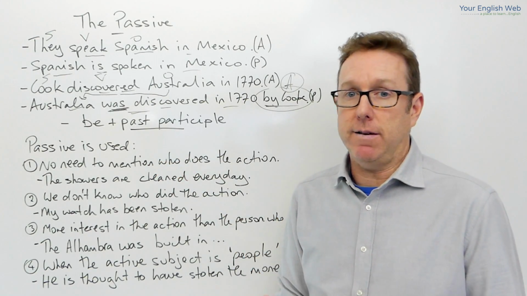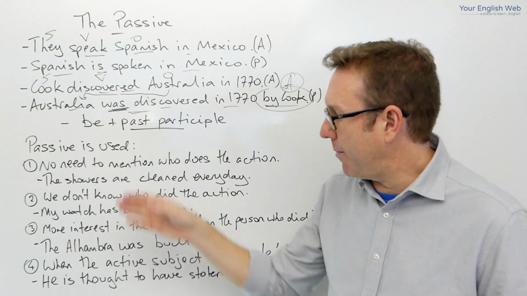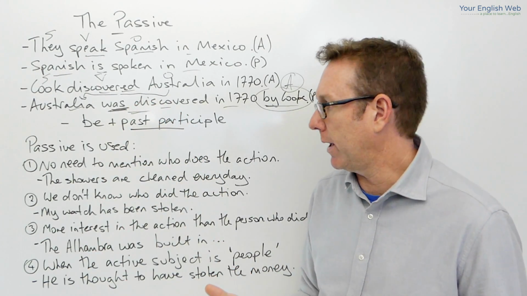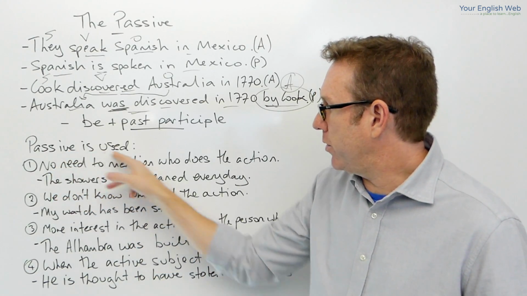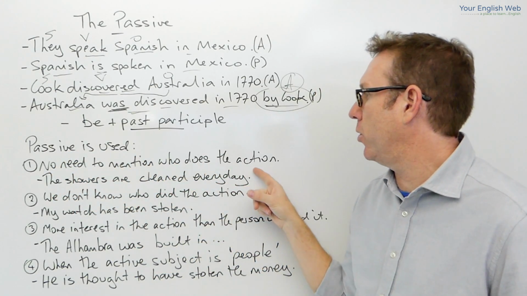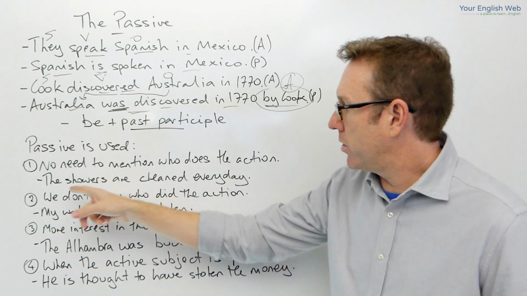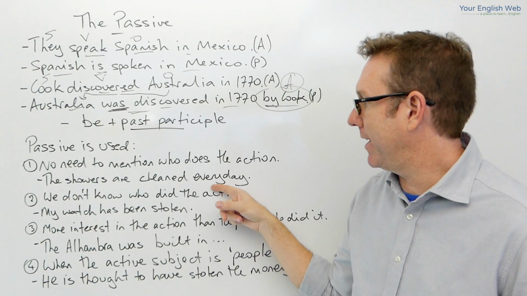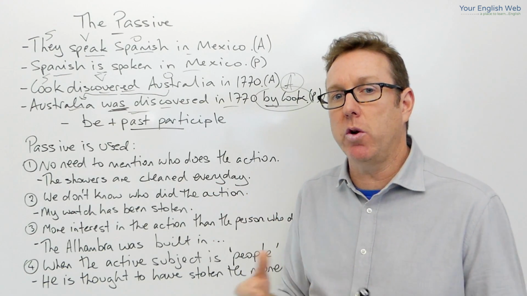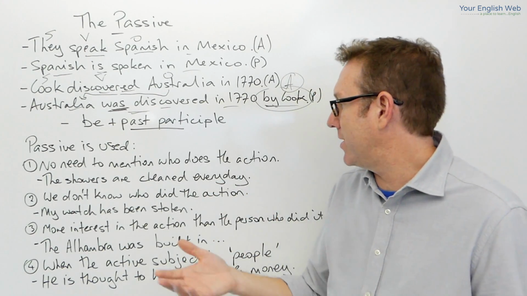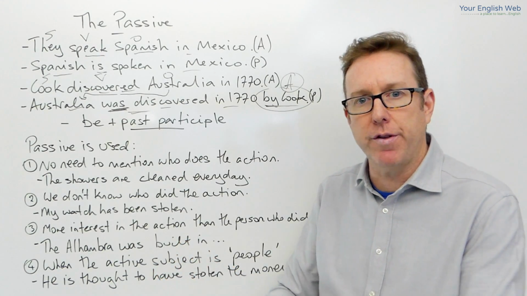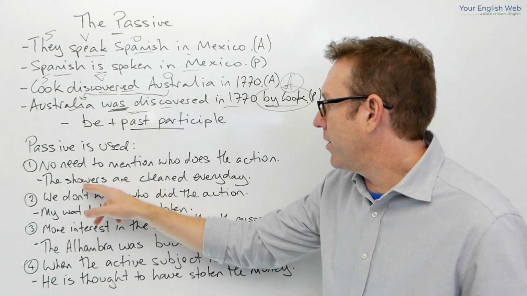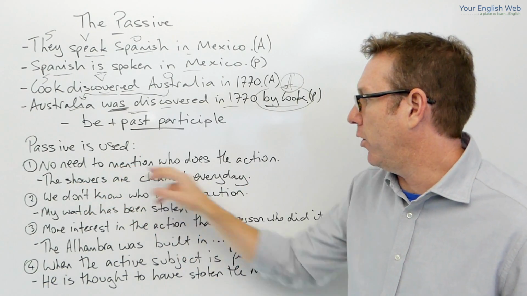When do we use the passive? Now there's 6 or 7 reasons why, but here are the main 4, and they're the easiest ones to remember, okay? So we use the passive when there's no need to mention who does the action. So: The showers are cleaned every day. We don't need to mention who cleans the showers because it's not necessary, okay? Because we know that there's a cleaner that cleans the showers, so it's not necessary to mention it. So the showers are cleaned every day, no need.